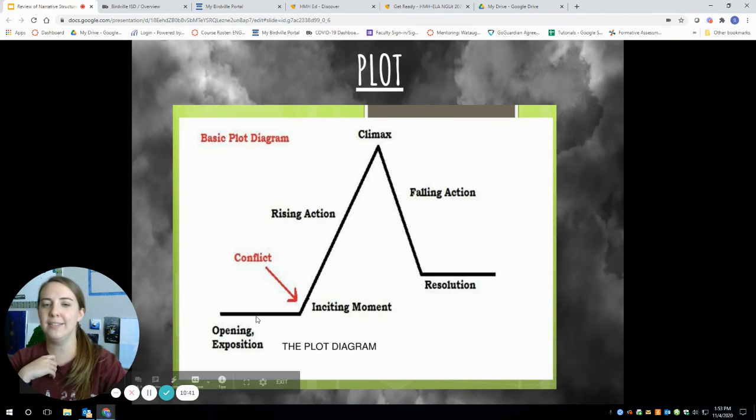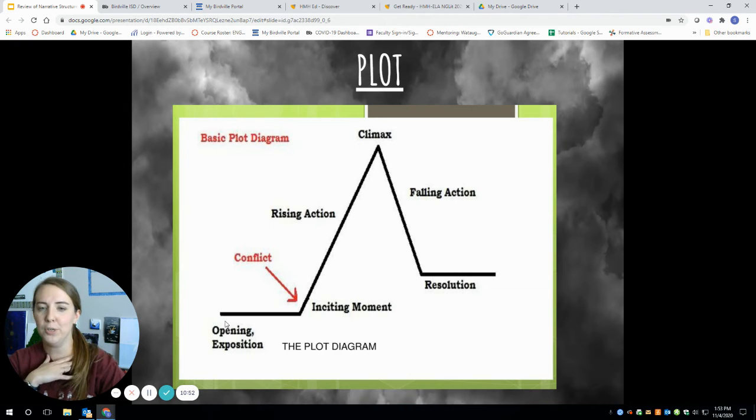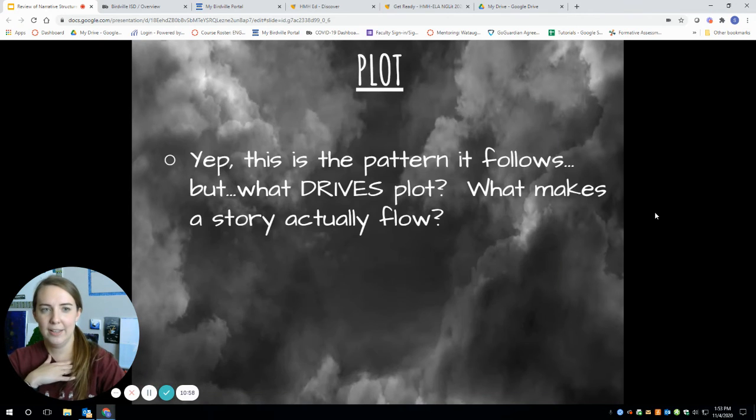So in order, you need to know that you have the exposition first, then the rising action building once you introduce the conflict, the climax, and then the falling action that leads to the resolution. For your quiz question, you need to know exposition, rising action, climax, and resolution. Excellent. Okay, so that is the pattern that plot follows, but the question is, what actually drives the plot?